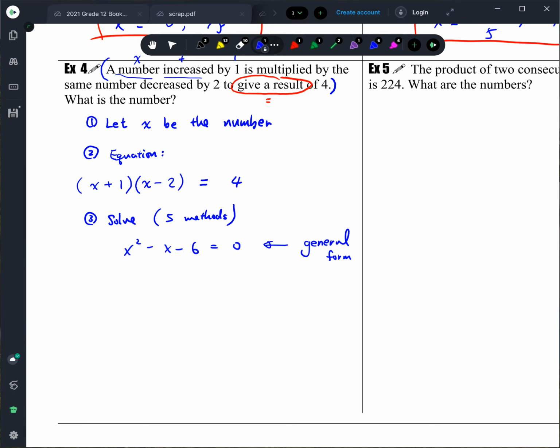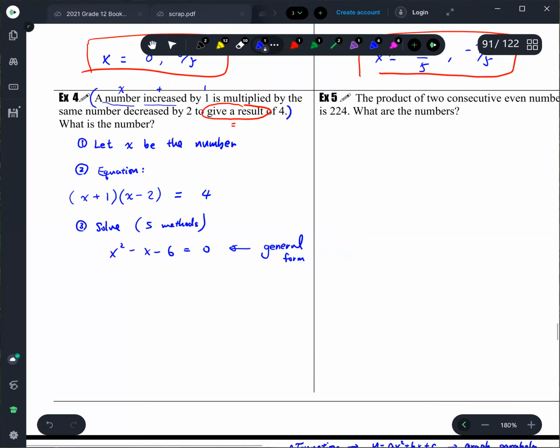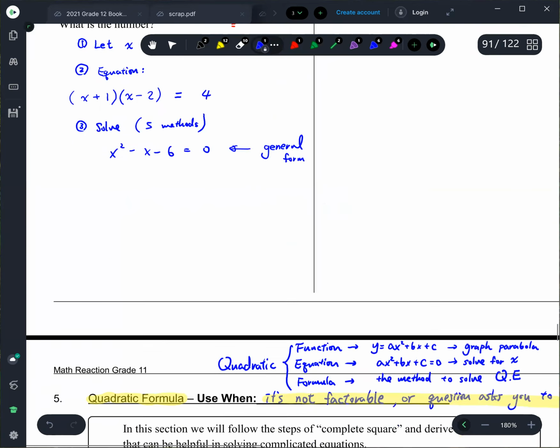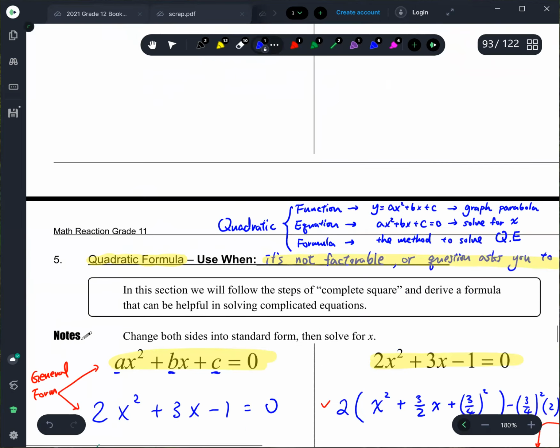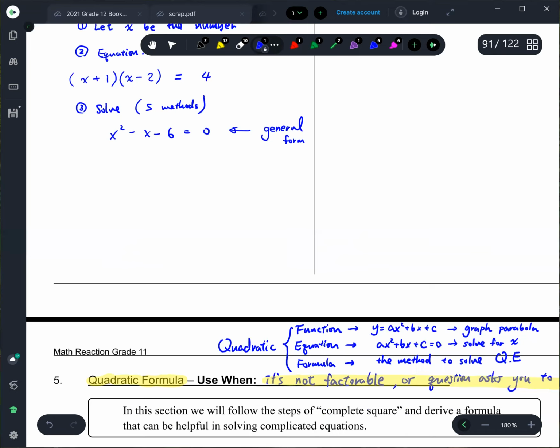Use quadratic formula. Have you tried other methods? No, I just went with quadratic formula. Sometimes the formula is slower, okay? You use quadratic formula, when do you use it? What do we say? It's used when it's not factorable. Yeah, so you try factoring first.